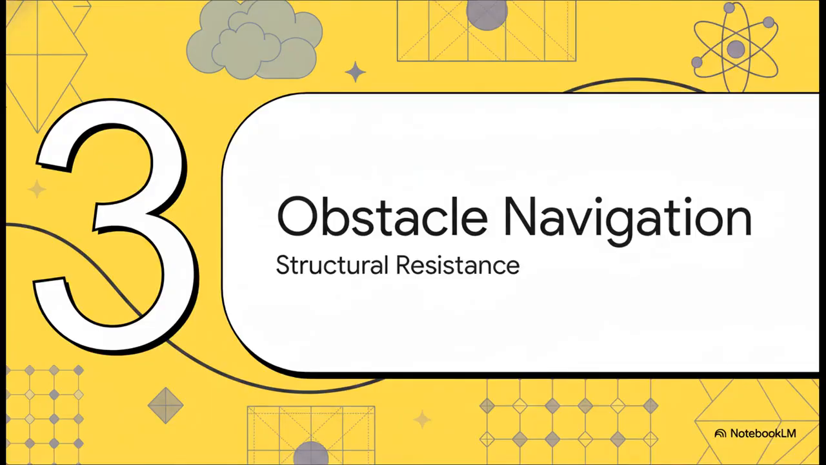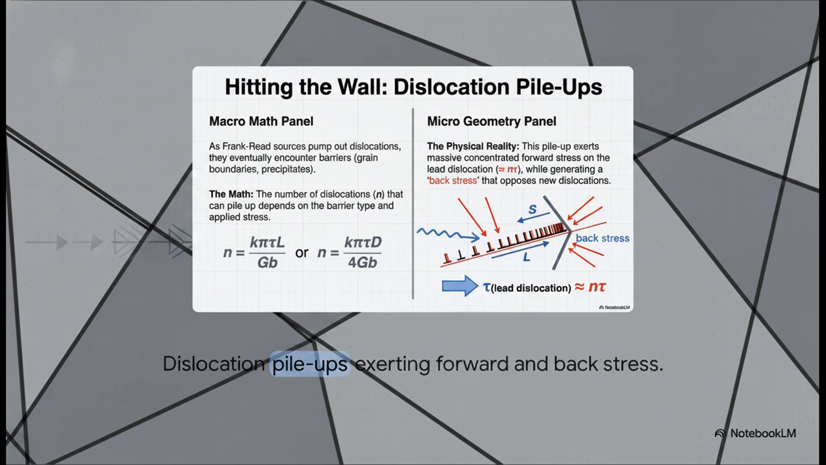Moving right along to part 3, obstacle navigation. Now, the reality is, crystals are not just perfectly empty spaces. As these dislocations navigate through the matrix, they inevitably hit structural walls, things like grain boundaries. And when they do hit them, they pile up. This massive pileup exerts incredibly concentrated forward stress on that poor lead dislocation at the very front of the line.